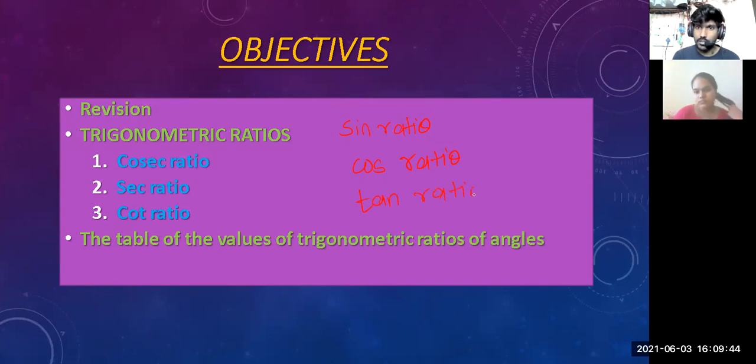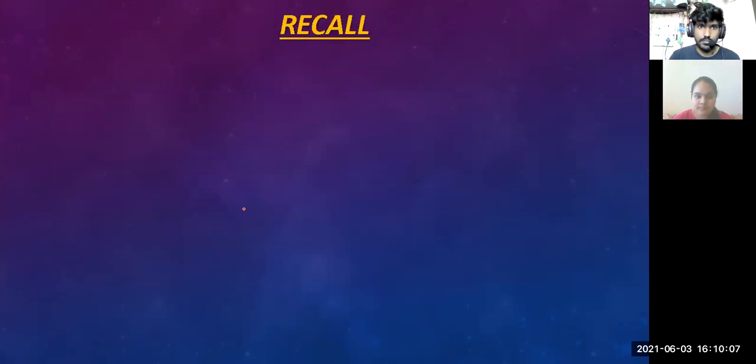Now, sine, cos, tan. Then you have three more: cosec, sec, and cot. These are all trigonometric ratios. Whenever we say ratio, what comes into your mind? Something upon something, a fraction, with a numerator and denominator. You must have studied the sine ratio. As you said before, sine ratio is opposite upon hypotenuse, correct?